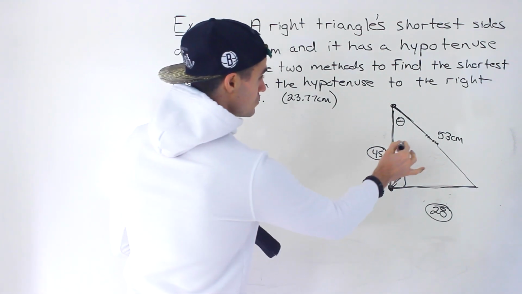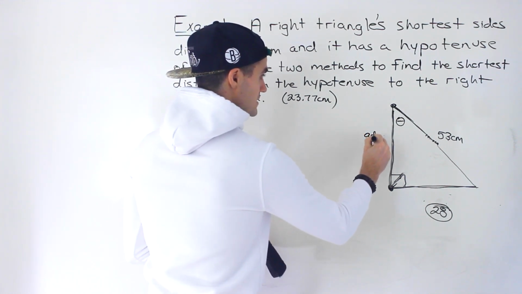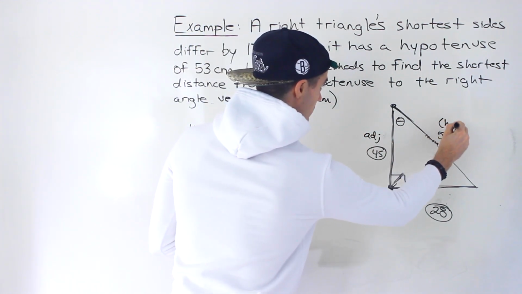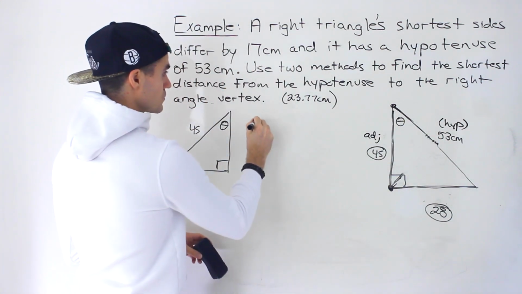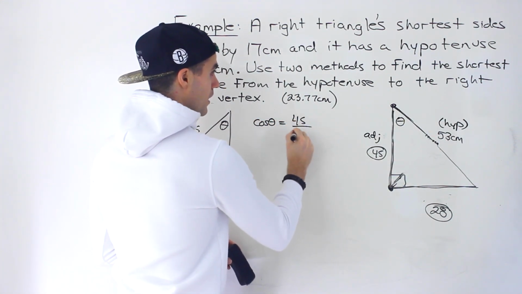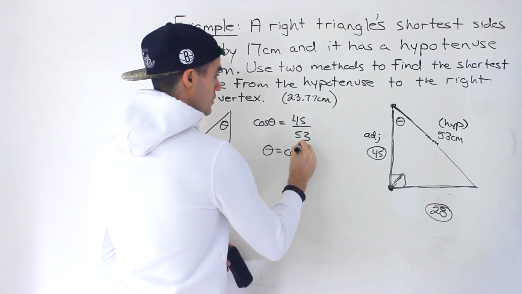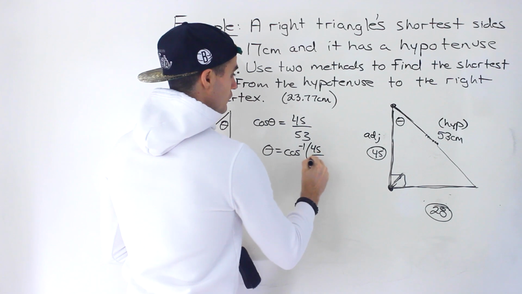And so you can use, again, any of the ratios. If I use this 45 as the adjacent side, this is the hypotenuse, that would use what? Cos. So we would have cos theta equals the adjacent side over the hypotenuse. So that means theta would be cos inverse of 45 over 53.